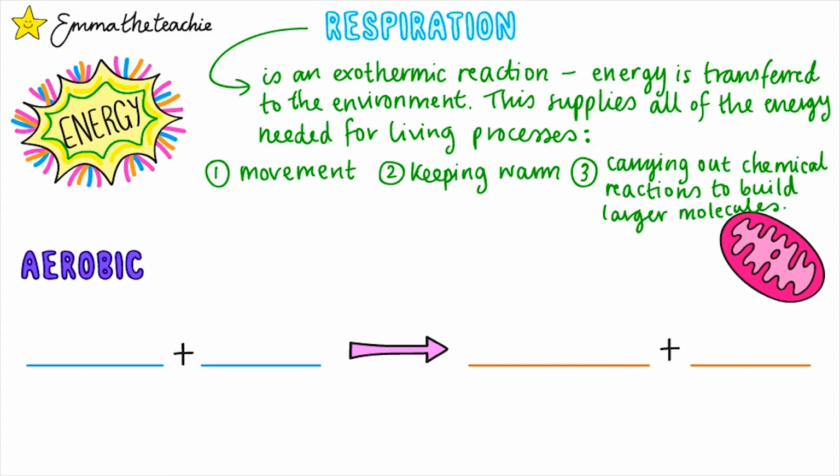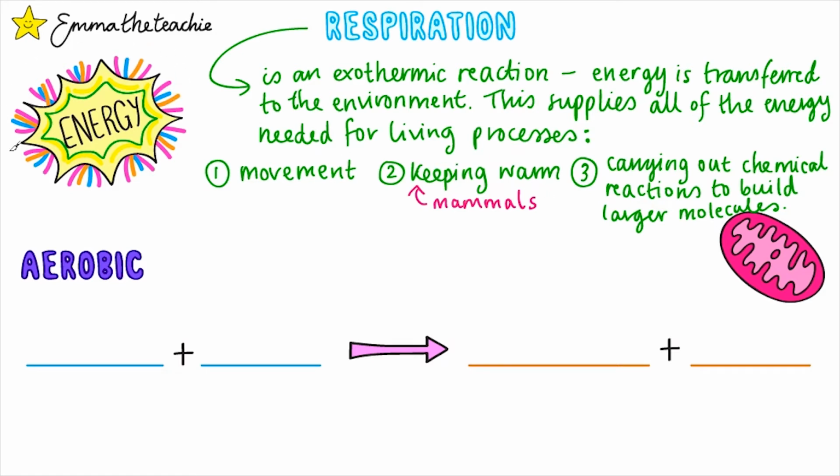Note that the keeping warm aspect largely applies to mammals. If we were asked about how a plant uses the energy transferred in respiration, then this wouldn't apply. Instead, we could mention how active transport in the roots requires energy to bring mineral ions against a concentration gradient. That's a good link across topics.